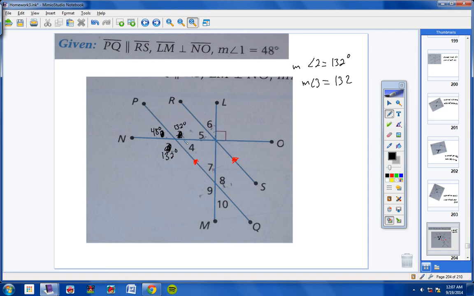And then same thing with the measure of angle 4. We have vertical angles here, so 48 degrees for this angle right here. So the measure of angle 4 equals 48 degrees.